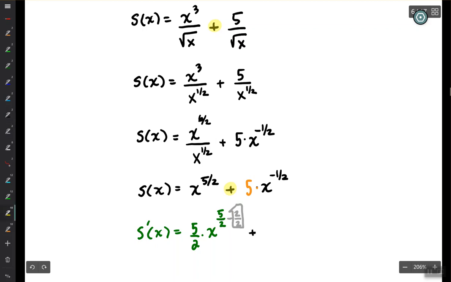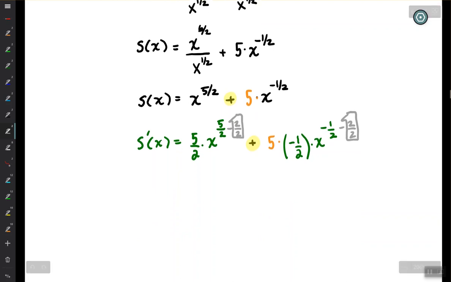Plus, now I get to think about what the derivative of 5 times x to the minus 1/2 power will be. That's going to be 5 times the derivative of x to the minus 1/2 power. Using power rule, bring that exponent down in front, x to the minus 1/2 minus 1 power. To subtract fractions, I need a common denominator. And done, but we just need to clean this up.